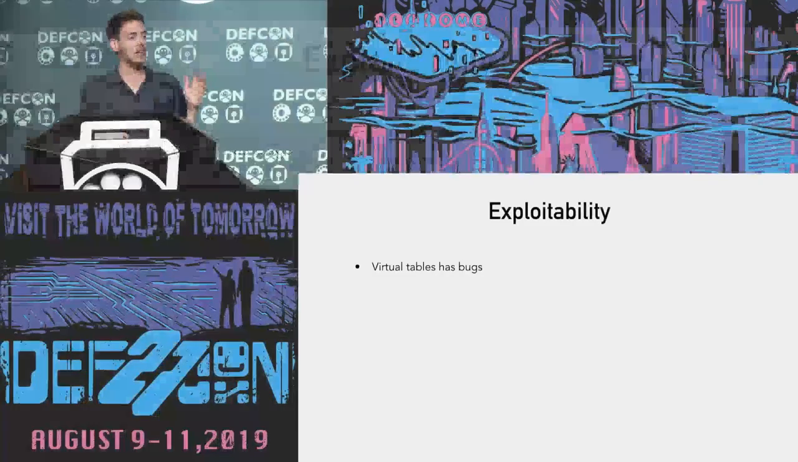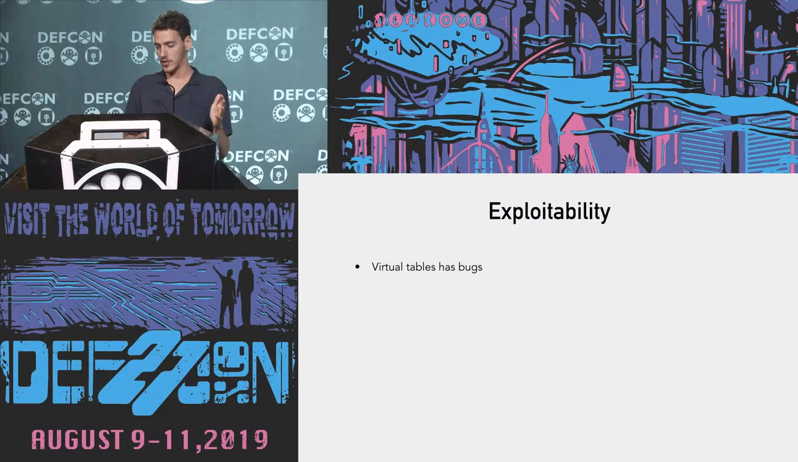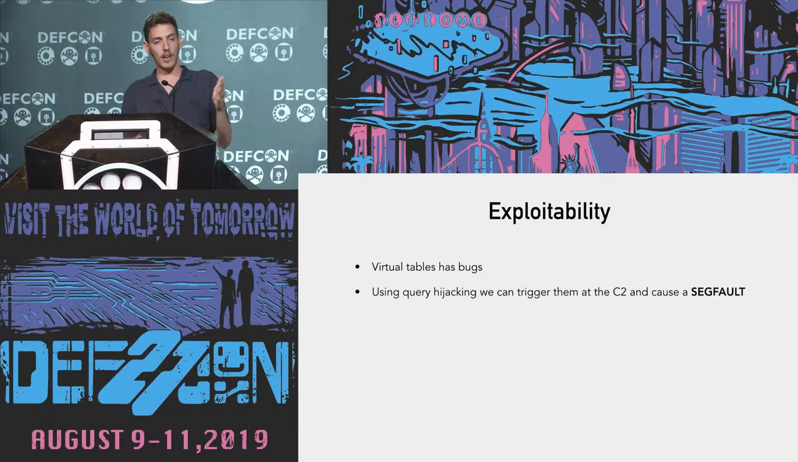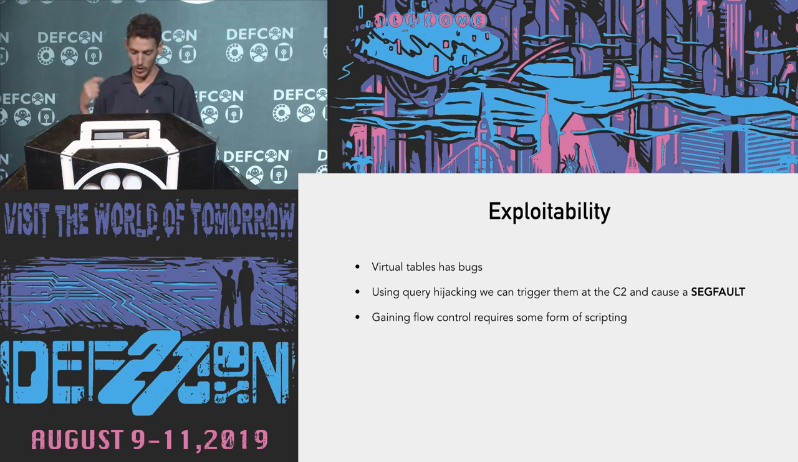So let's go back to exploitability for a second. We realize that virtual tables do have bugs, right? And using our method of query hijacking, we can actually trigger them at the C2 and cause it to segfault. But gaining flow control requires some form of scripting, right? Because segfaulting is not enough. We want to write a complete exploit. We want to bypass ASLR. We want to have some logic.